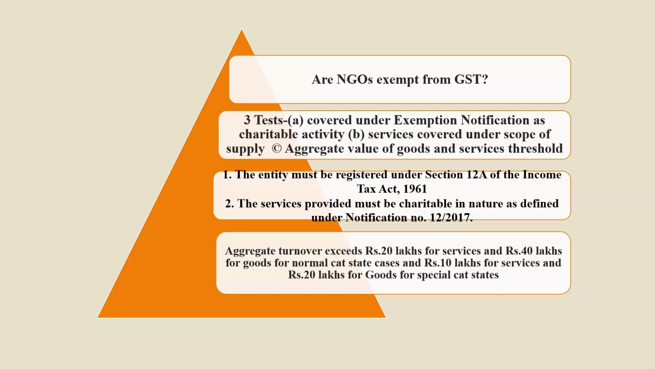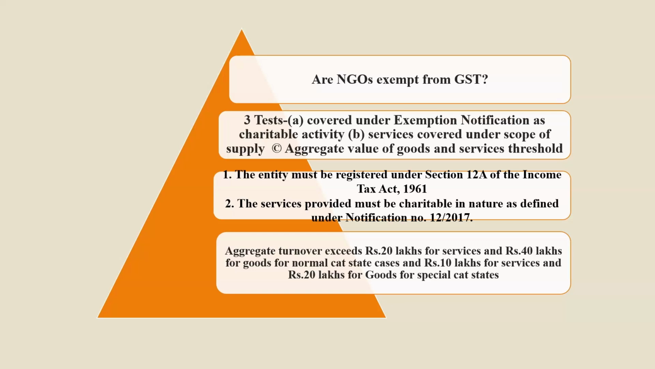Now, when it comes to the exemption notification, the notification says that there are two things that need to be done. It's not just that you are doing charitable activity as defined in the notification, but you need to first also be a 12AA entity or a 12A entity. So the two conditions: first, that your entity must be registered under section 12A, which means that you are a 12AB entity. The second is that you must be doing charitable activity. What the definition of charitable activity is, we are going to see in the next slide. So that's the first test that you need to run.